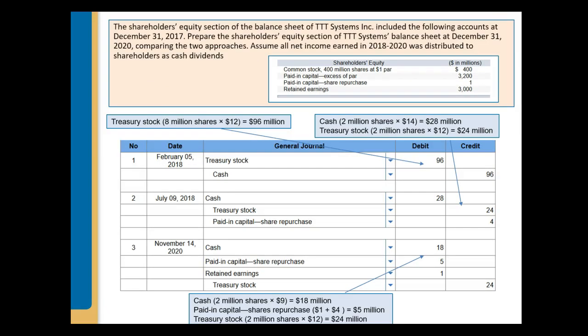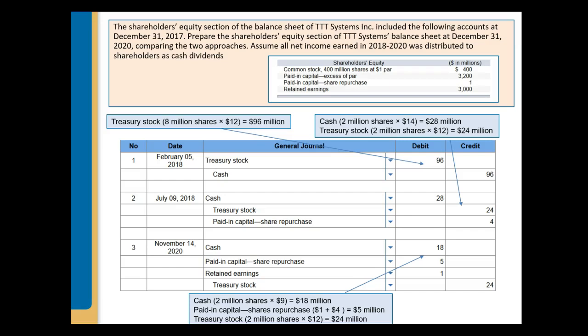Now, this scenario treats it as treasury stock. In this case, when we repurchase, we're going to debit the full amount to treasury stock, credit cash. Then, when we reissue the shares, we want to make sure that we credit the treasury stock for the amount that we showed the stock to be when we initially repurchased it.